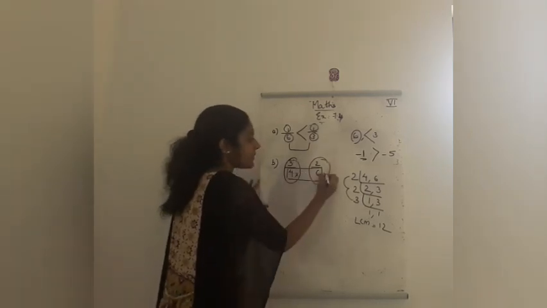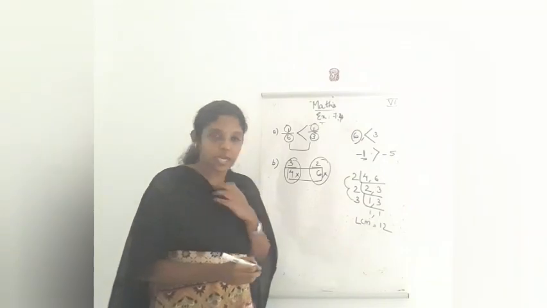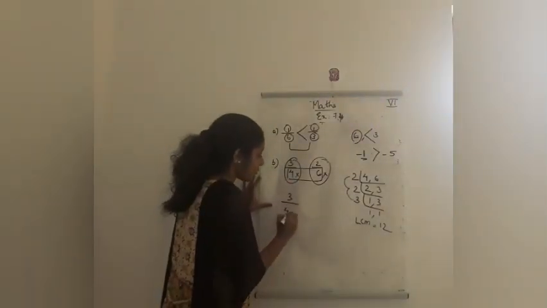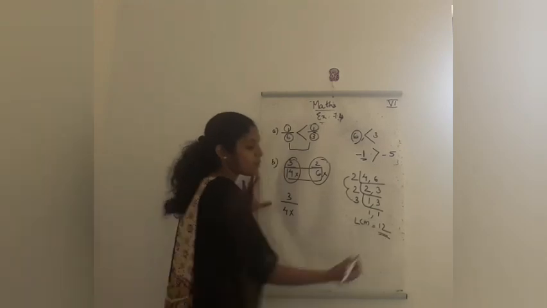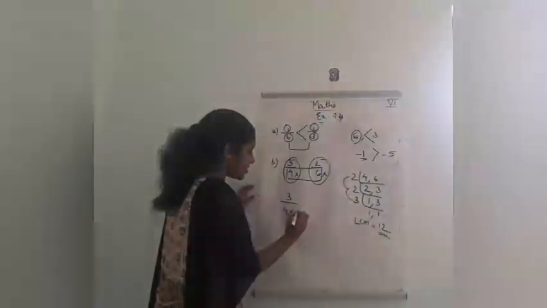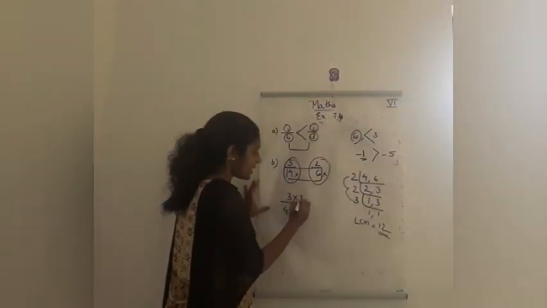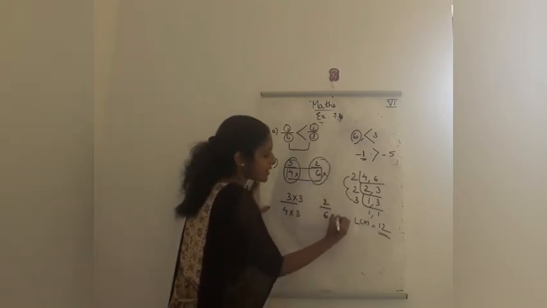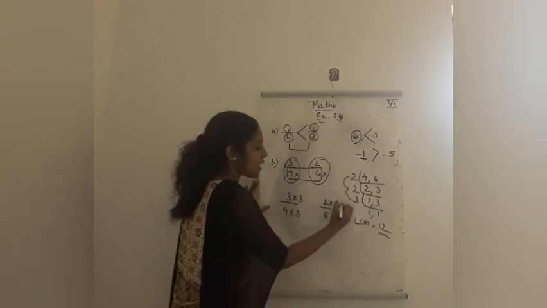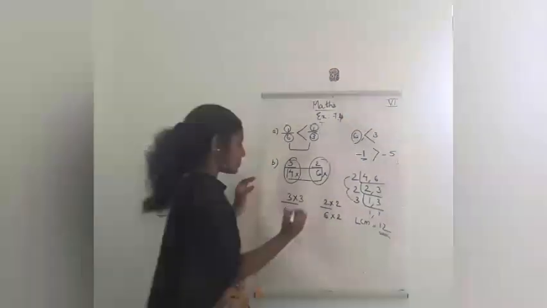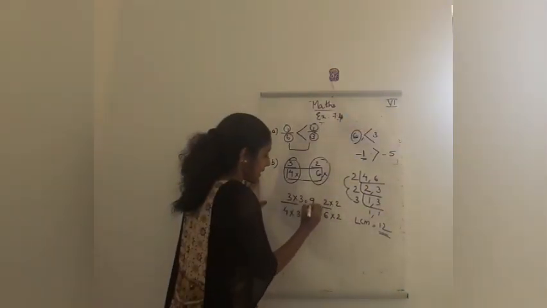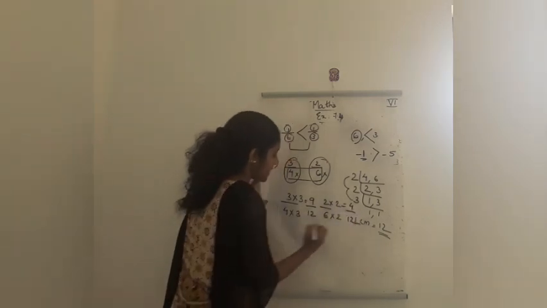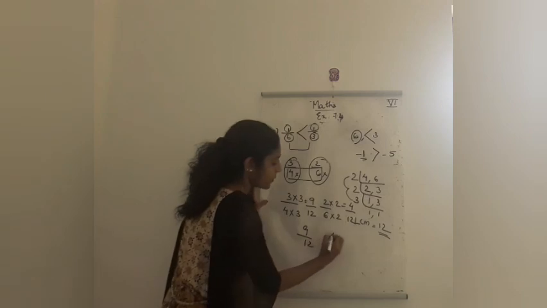To make the denominators 12, let us see what we have to multiply by. What do we multiply 4 by to get 12? 3/4. In the table of 4, 4 into 3 is 12. Same like that, we do it in the numerator also. Now 2/6: to make 6 into 12 we multiply by 2. Same you have to do with the numerator also. So here 3 into 3 is 9. 9/12 and here 4/12. 9/12, 4/12.